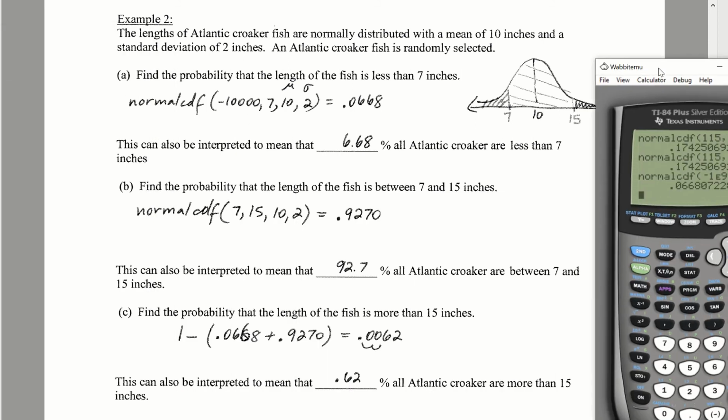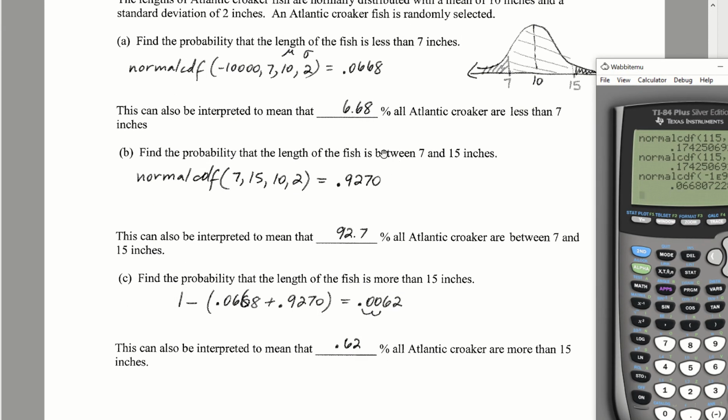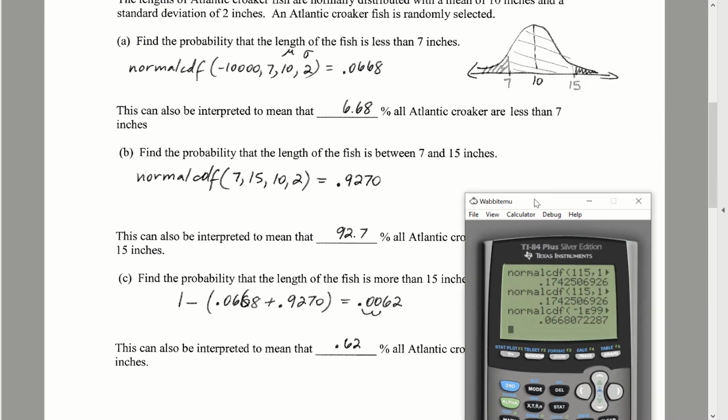Let's take a look at a follow-up question. Find the probability that the length of the fish is between 7 and 15. So again, go back. You probably want to do a new sketch for this. We have a mean of 10. 7 is to the left of the mean. 15 would be to the right. And we want the probability that the length of the fish is between those two values. So for this example, you'd be shading everything between 7 and 15.